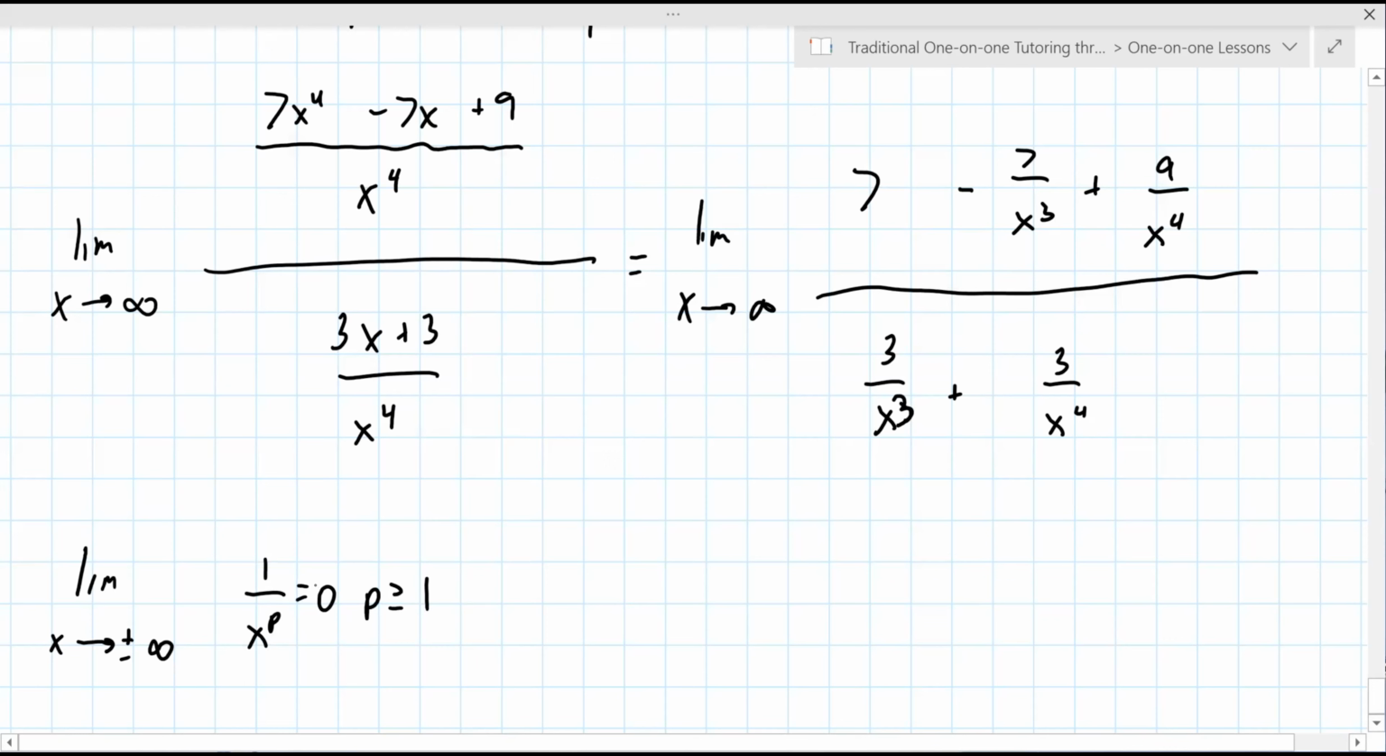Okay. So over here, that does not apply to this, but it does apply to this one. I know it says 7 instead of 1, but the 7 could be brought out. So this is like 1 over x cubed. What's the limit of 1 over x cubed? Well, it's 0. This part up here is 0. So this becomes 7 minus 0.